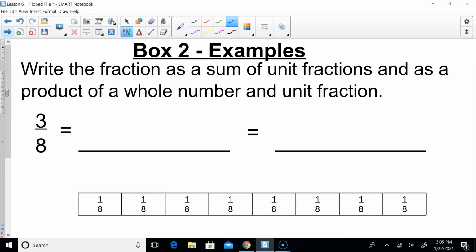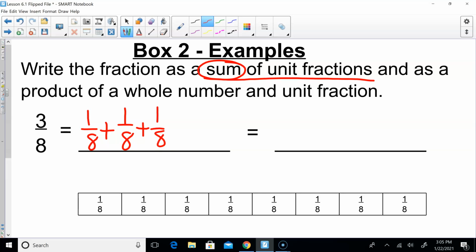And we said we're going to do the same skill again, talking about the fraction as the sum of unit fractions. So we see 3/8. Right now we see the word sum. When I see sum, I'd automatically put a plus sign in my problem, because that reminds me that I'm adding these unit fractions up, which means if I have 3/8, I have to have 1/8 plus 1/8 plus 1/8.